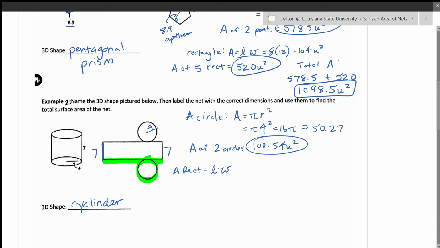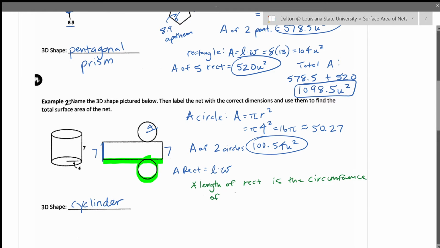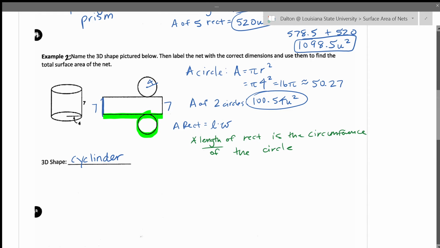So what that means is, we know the width of the rectangle is 7, but that means that the length, or whichever one you want to call length and width, it really doesn't matter, but this is important. The length of the rectangle is, what do we call the distance all the way around the circle? It's going to be the circumference of the circle. The length of the rectangle is actually the circumference of the circle. So let's find what that is.